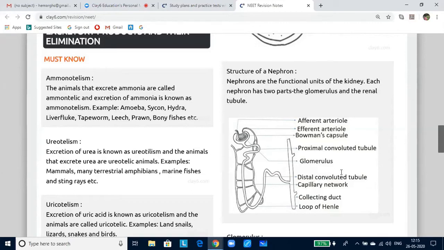Now you look at the ureters. Two narrow tubes arising from the hilum are called ureters. Each is about 30 centimeters in length and these bring the urine downwards and open into urinary bladder.